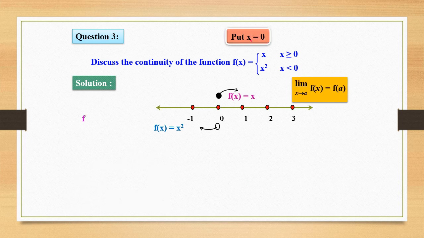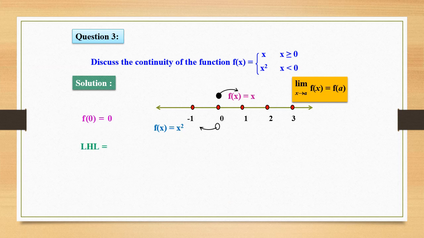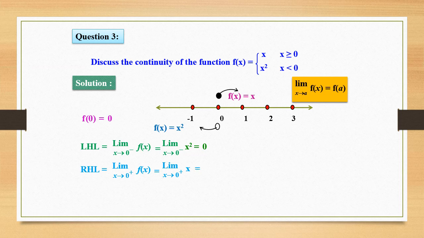So at 0 the value of the function is equal to x, therefore f of 0 is equal to 0. Next we will calculate the LHL of the function. So limit of f of x as x tends to 0 minus is equal to limit of x square as x tends to 0 minus. So 0 square is equal to 0. Next, RHL. Limit of f of x as x tends to 0 plus is equal to limit of x as x tends to 0 plus, which is equal to 0.